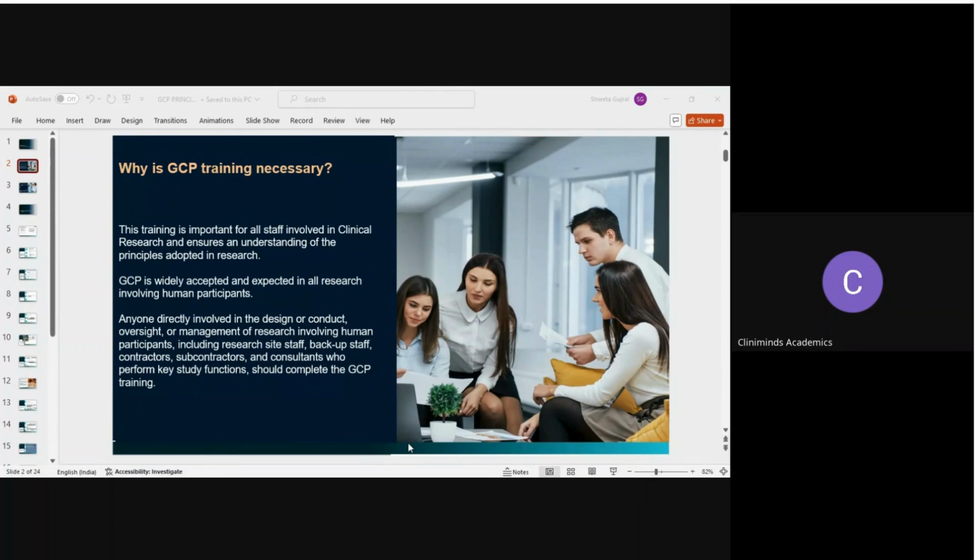So each and every staff member involved in the trial, whether working at the site, as backend staff, or as backup staff, should know GCP. If someone is working in a team as a backup, so if the main person is not around, that person is going to cover the main person's duty. That person is known as a backup, and that backup person should also be aware of the GCP. So everyone directly or indirectly involved in the trial should know about the GCP, that is Good Clinical Practice.